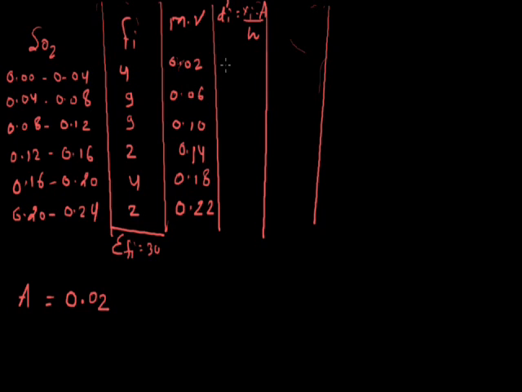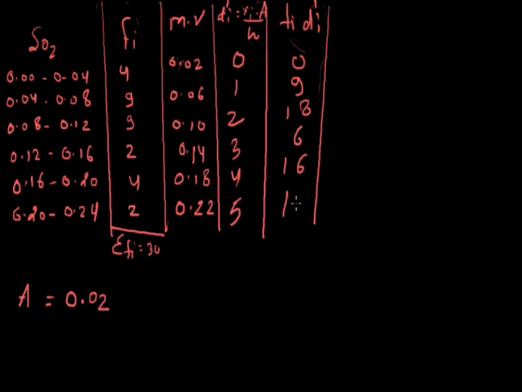Now the di dash, this is a, first of all this is 0, then 1, then 2, then 3, then 4, then 5. Now find fi di dash. Now this is 0, 9, 18, 6, 16 and the 10. Now the sum of this summation fi di dash, this is 59.